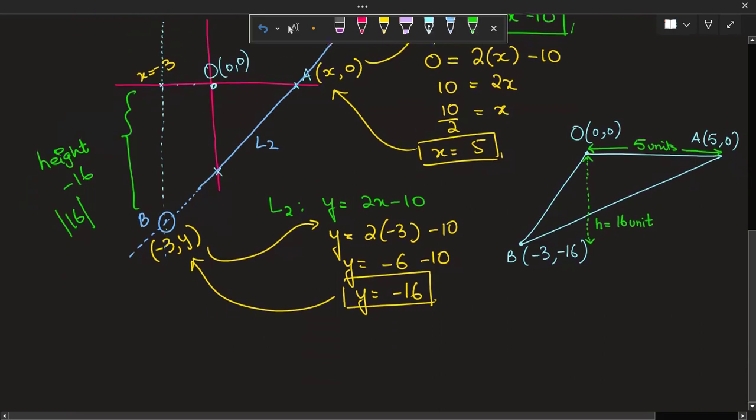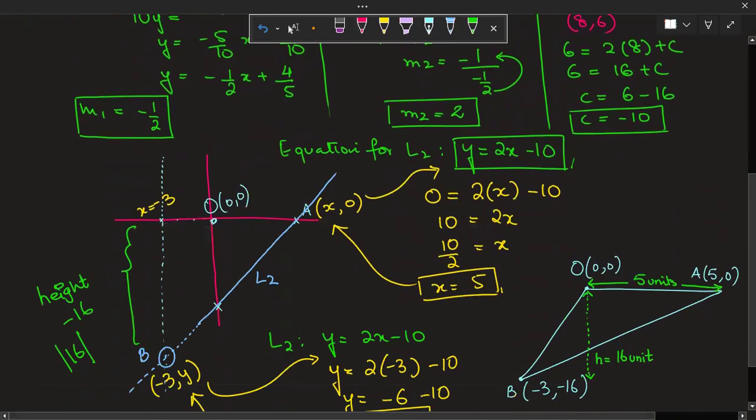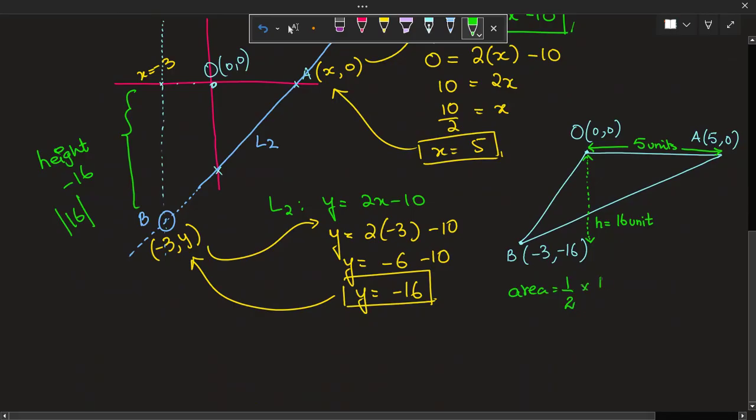So simply you apply the formula for area, because the question says to find the area of AOB, right? So we can easily apply area equals to half base into height, right? So where base is 5 units and height is 16. Okay, so half of 16 is 8, and 8 times 5 is going to be 40, right? So 40 square units.